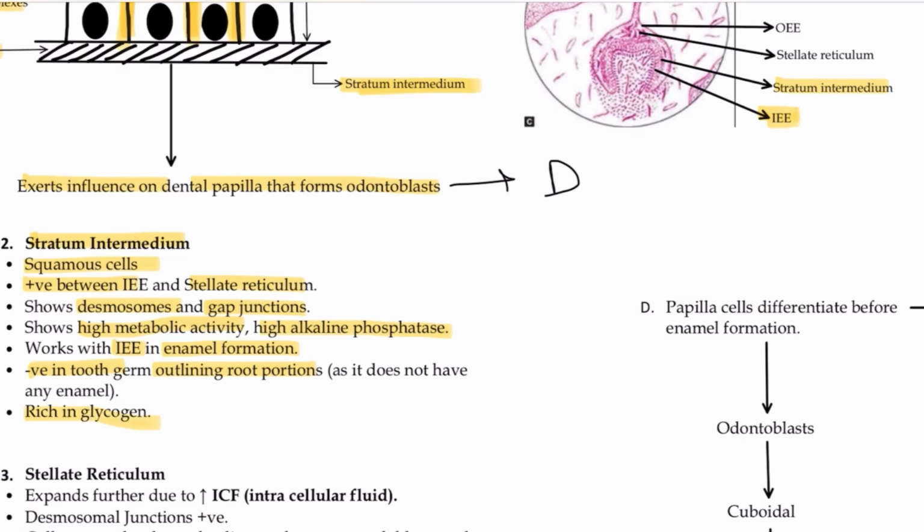So what we have learned: squamous cells are present between the inner enamel epithelium and the stellate reticulum. They will show desmosomes and gap junctions. They have high metabolic activity, high alkaline phosphatase, and are also rich in glycogen. I should have added this point above. So because of alkaline phosphatase and glycogen, the metabolic activity is high, and it will work with the inner enamel epithelial cells in the enamel formation. So that is why it is absent in the root portion of the tooth germ.